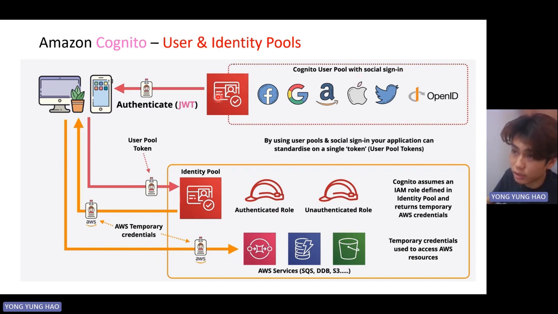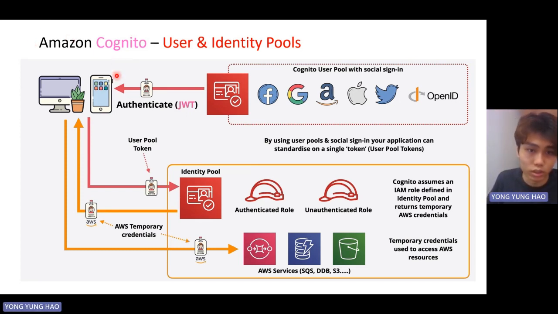Here, this is the Cognito user pool with social sign-ons, which outputs a JWT as usual, and the JWT token is the user pool token. We can pass it to the Cognito identity pool, and then Cognito will assume the role and get back to you the temporary credential, and then you can do whatever you want with the temporary credentials.